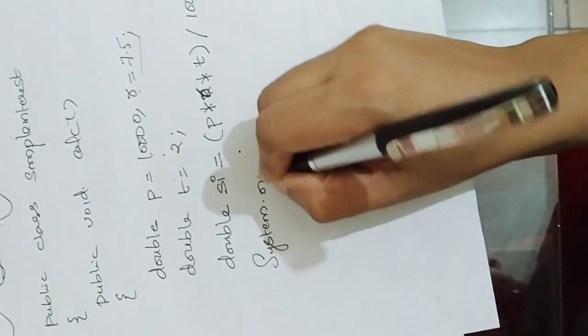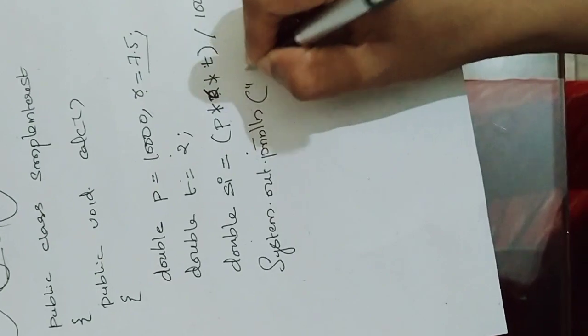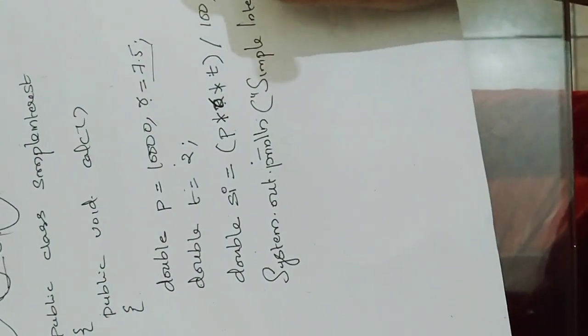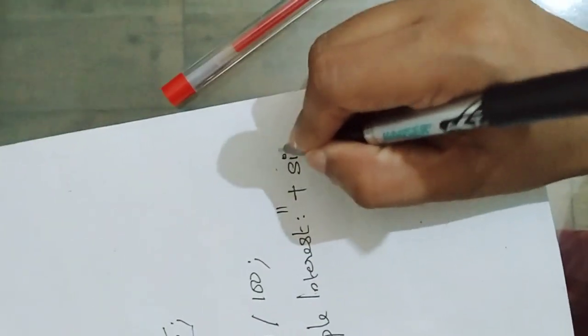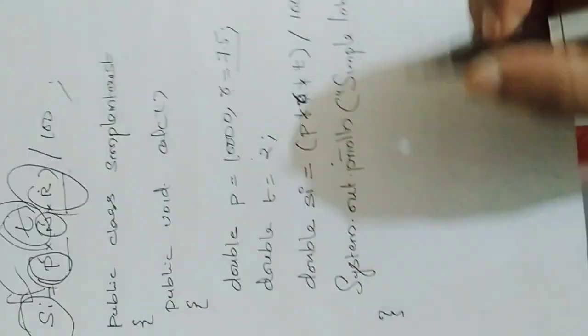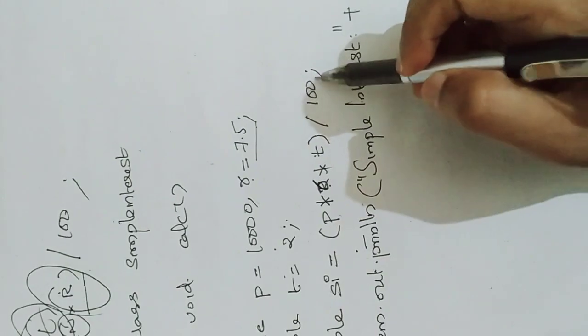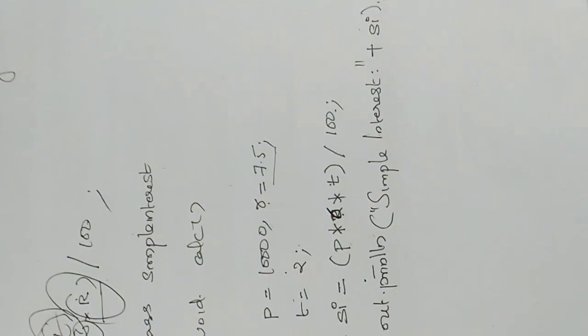Now output, how will you write output? System dot out dot println, simple interest is equal to, plus you have to get the value of SI. So you will write SI here and semicolon. Close the braces of method and class. See, I have ended everything with a semicolon. You should end everything with a semicolon, otherwise it will show an error.